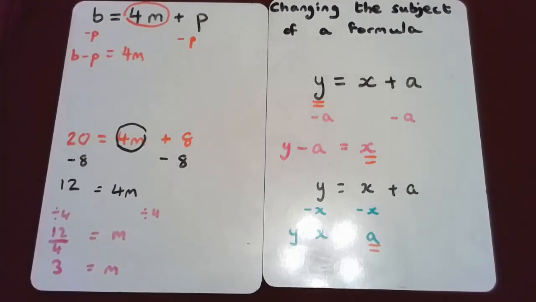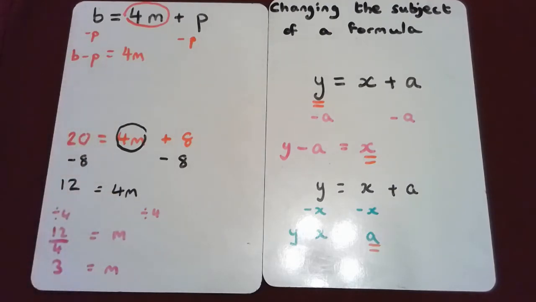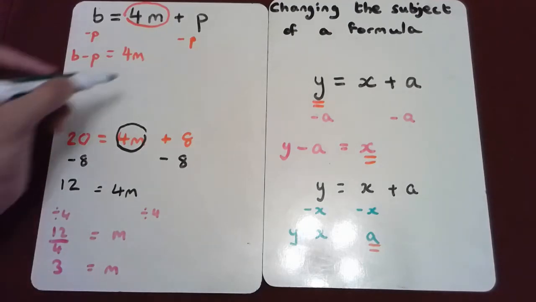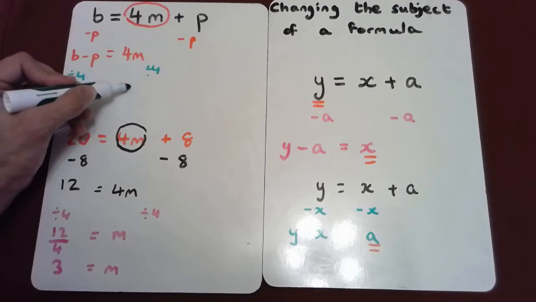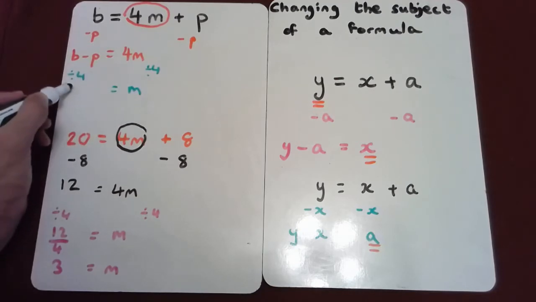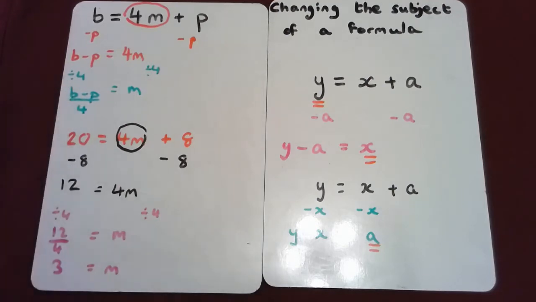And then to finish that off, this is the same as what we have here. We divide by 4 to get m on its own. So when we divide both sides by 4, we get m is equal to b minus p, all divided by 4.